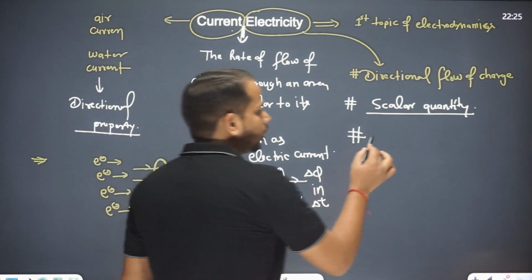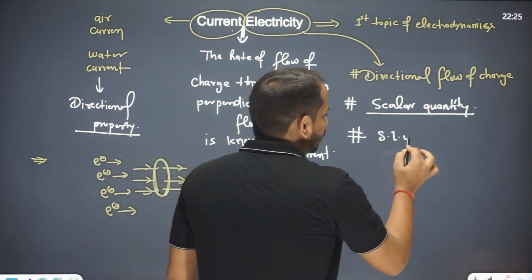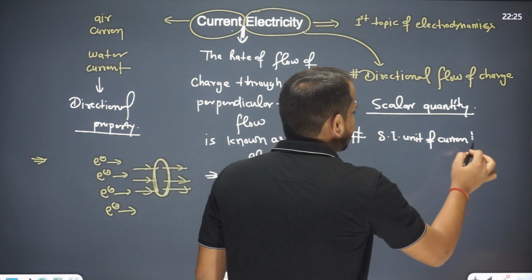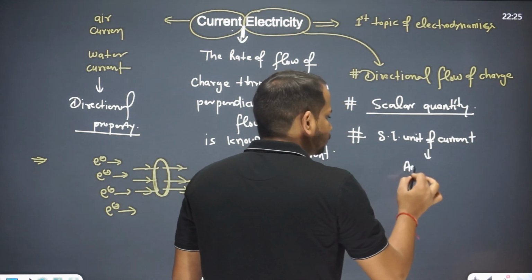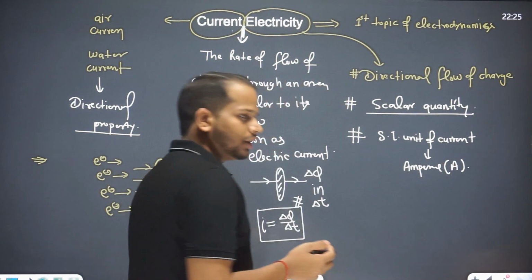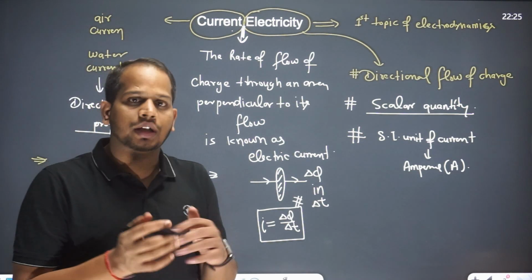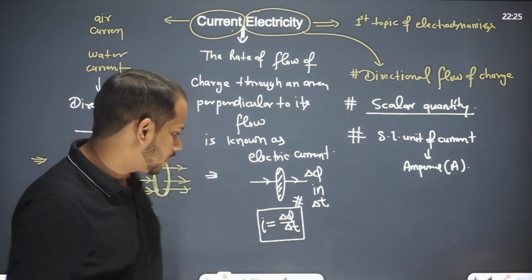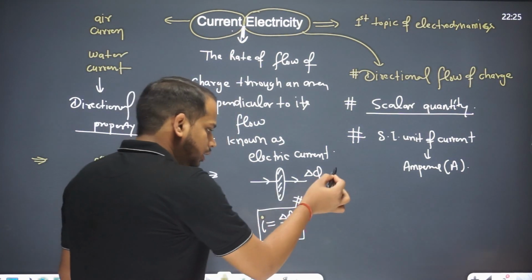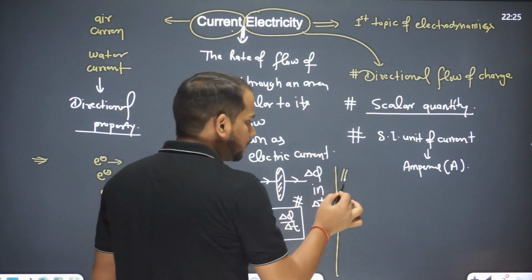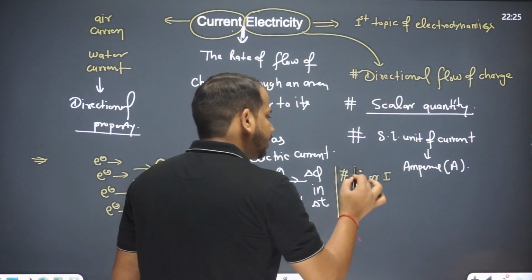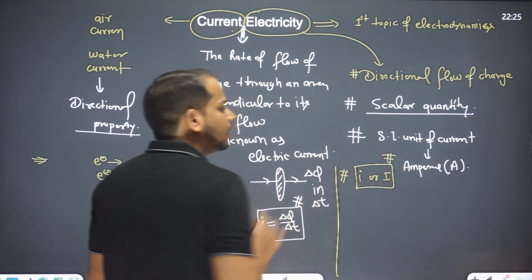What is the SI unit of current? The SI unit of current is the ampere, and it is represented by A. And there are a lot of units we use, like milliampere, microampere, nanoampere. You can take whatever you want, right? Now, how do we represent the current? Either with a small i or a capital I.